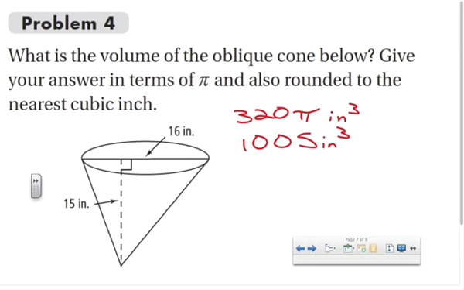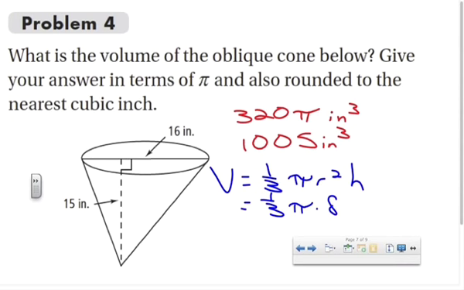And just in case you hadn't gotten that far and you're just copying answers down, remember, copying a bunch of answers down doesn't mean that you have good notes. Volume is 1/3 pi r squared h. 1/3 times pi times 8 squared times 15 is the math that took place in order to get that 320 pi.